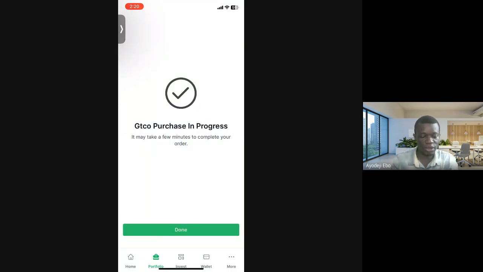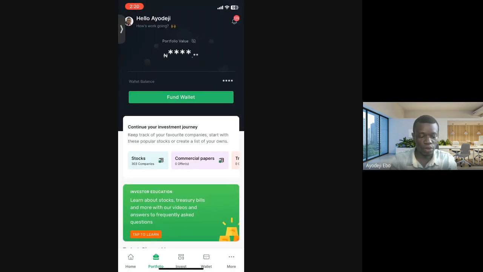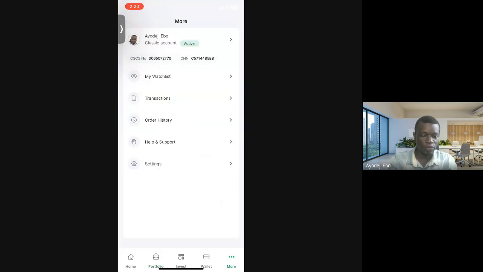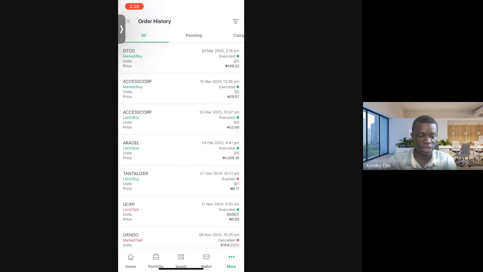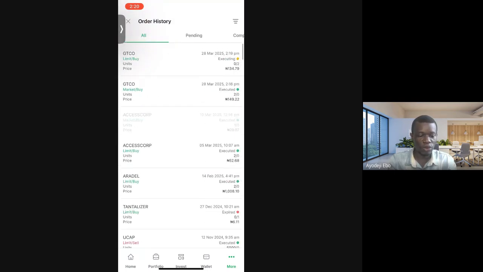Okay, so it will go and queue it. It won't go through. If you click on that "more," you would see the transaction. So I can see my order history. You can see my GT Bank. The first one is executed.